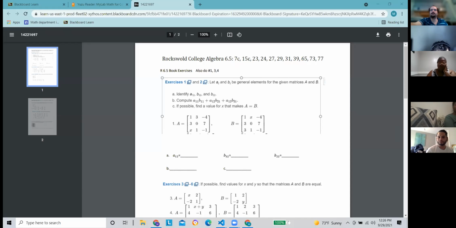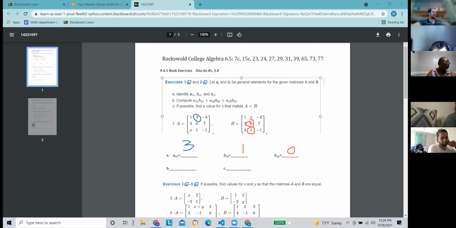I got 3 for A12. This is A11. This one, I believe, is the one that you're looking at. Yeah, A12 sounds right. And then for B32, I got 1. B32 is third row, second column. And then B22, I got 0. That one there. I was going to make sure everyone gets this first.